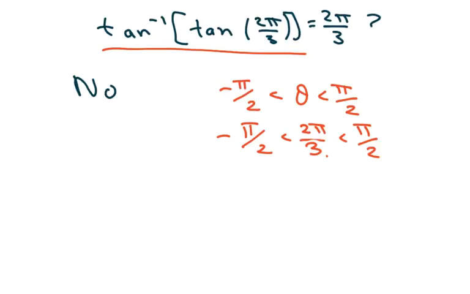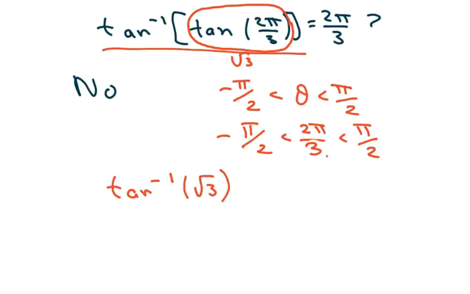So you can show it like that, or you can just say, well, right here, tan of 2 pi over 3 is going to be negative root 3. And then when you take inverse tan of that, you get negative pi over 3. And clearly, these two are not the same angles.